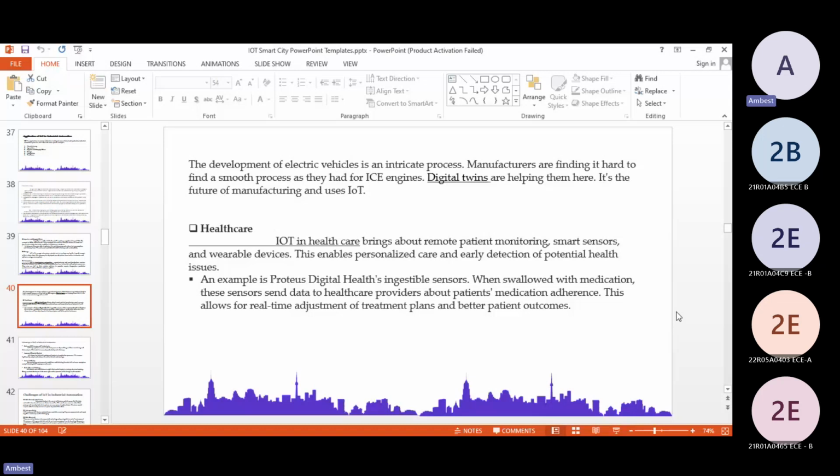So IoT in healthcare brings remote patient monitoring. I have just mentioned it. Remote patient monitoring is the most important thing because in hospitals, around 90% of patients are not able to maintain themselves. They need this kind of remote patient monitoring, which can automatically take care of that particular patient and make the work a little bit easier.